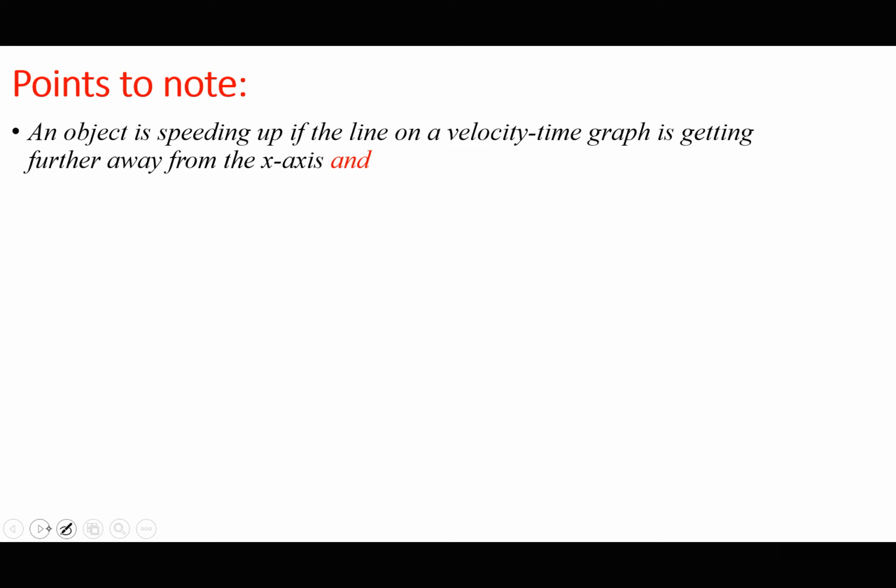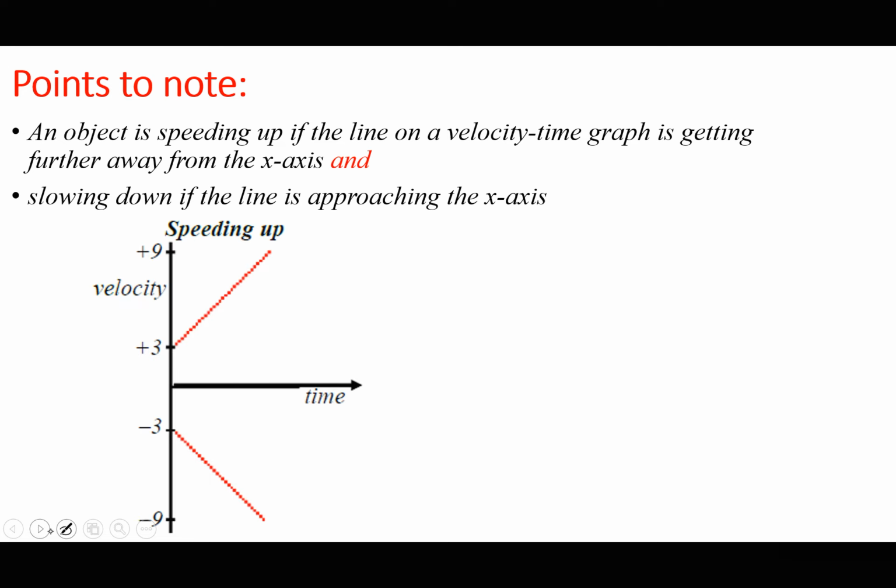So how do we know that the object is speeding up or slowing down? An object is speeding up if the line on a velocity time graph is getting further away from the x-axis, and we shall say it is slowing down if the line is approaching the x-axis. This is easy to illustrate. Consider this the first graph. Here the line is moving away from the x-axis, so we say it is speeding up. Even this one is moving up from the x-axis, so it is speeding up.